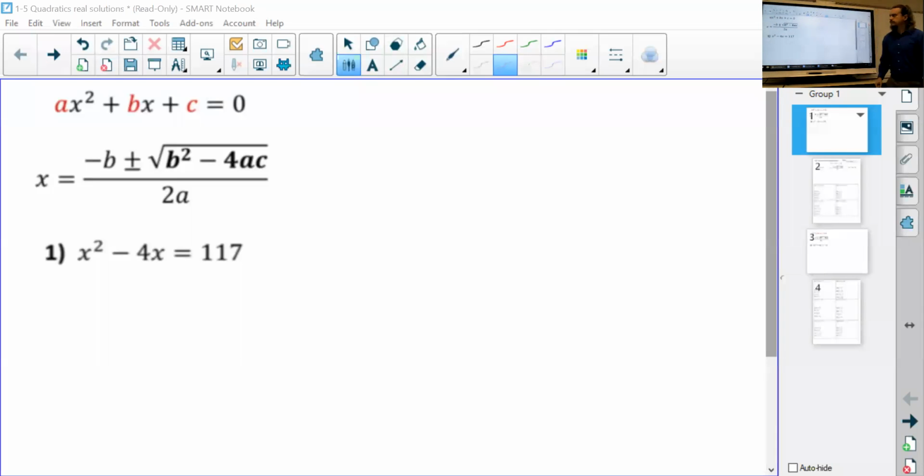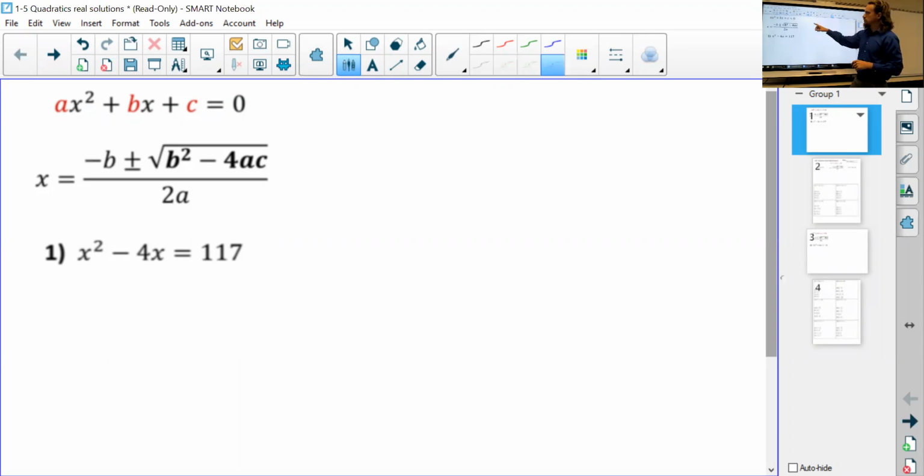So we're finally solving quadratic equations using the quadratic formula. So x equals negative b plus or minus square root of b squared minus 4ac all over 2a. Probably sounds familiar. We're going to do this one step at a time. So here's our equation: x squared minus 4x equals 117.